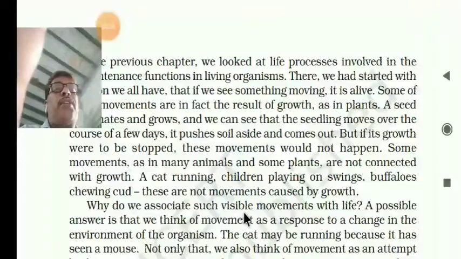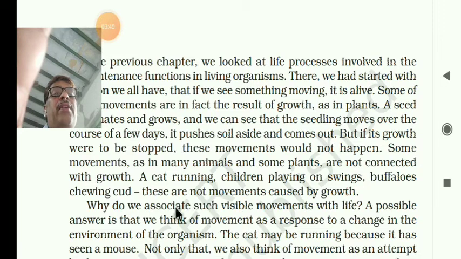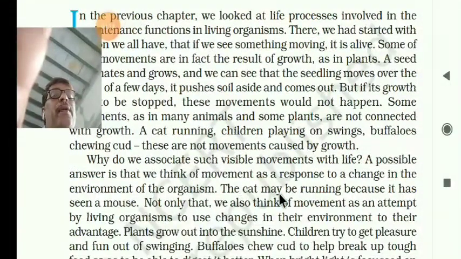Why do we associate such visible movements with life? You know that in living things, movements are visible. A possible answer is that we think of movement as a response to a change in the environment of the organism. The living organism shows movement in response to the environment. The cat may be running because it has seen a mouse, to catch food.